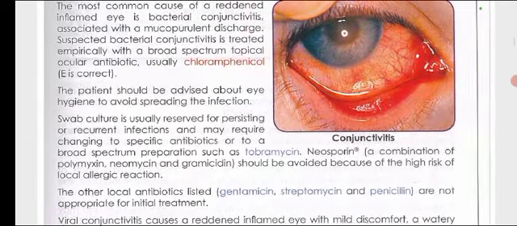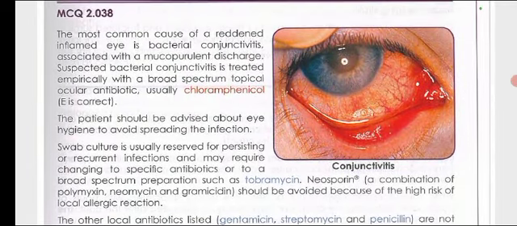So this is the bacterial conjunctivitis, with some mucopurulent discharge and a reddened eye. So chloramphenicol is the treatment for this condition.